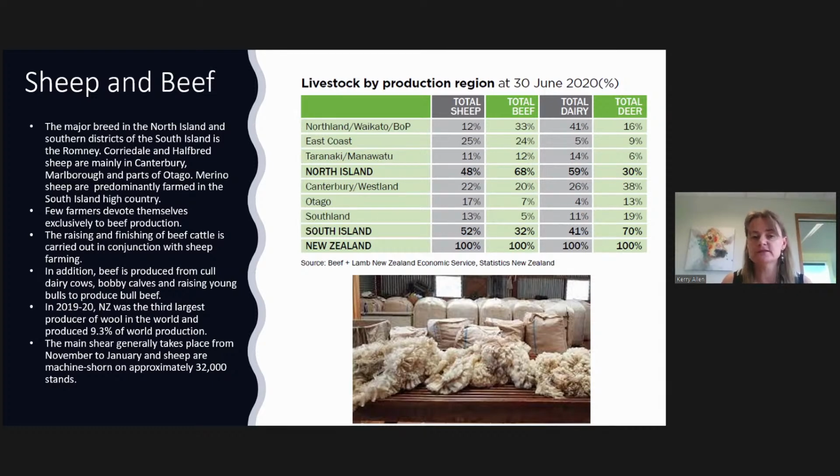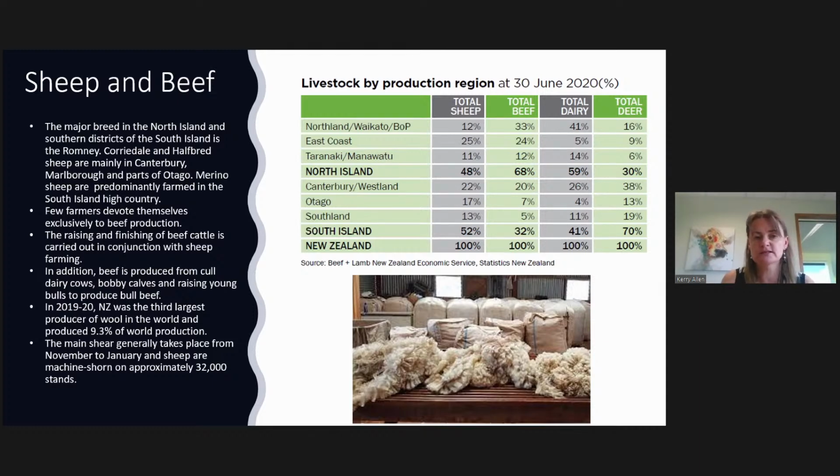Okay, very few farmers, as I said, devote themselves solely to beef, but the predominant beef cattle is actually Angus. And this is because they're hardy animals and they're able to live in mountainous high country places. So they're really good in the King Country and throughout the foothills of the Southern Alps, etc. Now, in addition to that, we also have beef that are produced from cull dairy cows in the bobby calf industry. So a lot of beef in terms of Friesian or Jersey beef is produced as well and is included in this section.